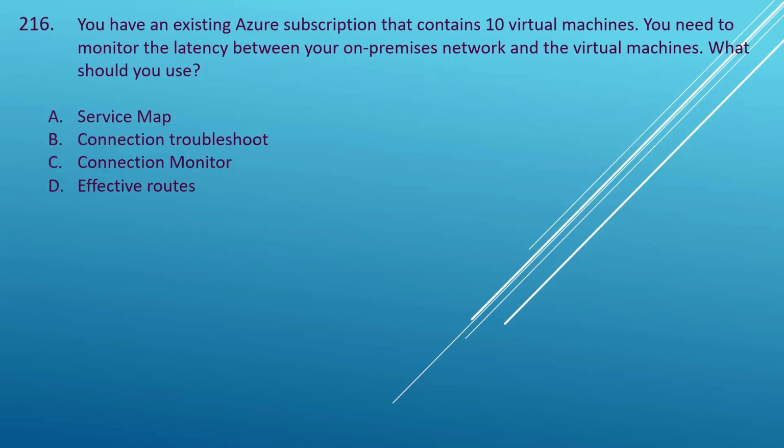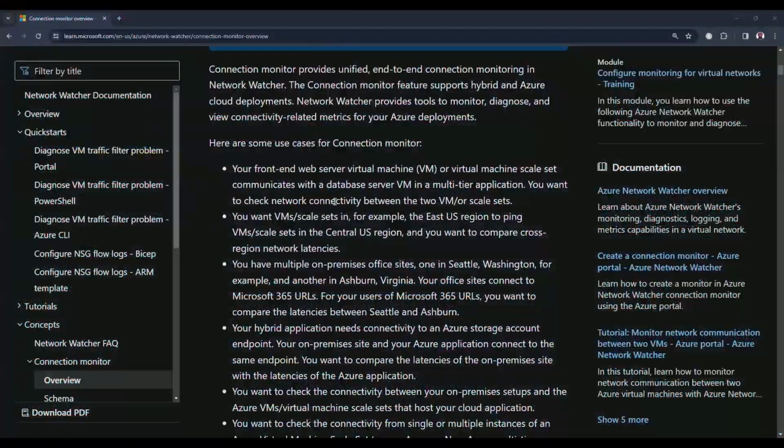Question number 216. You have an existing Azure subscription that contains 10 virtual machines. You need to monitor the latency between your on-premises network and the virtual machines. What should you use? Your options are Service Map, Connection Troubleshoot, Connection Monitor, Effective Routes. And friends, the correct answer here is option C, Connection Monitor. So friends, let's read through some of the common use cases of Connection Monitor, as you should be prepared if you get some variations of this question in the exam.